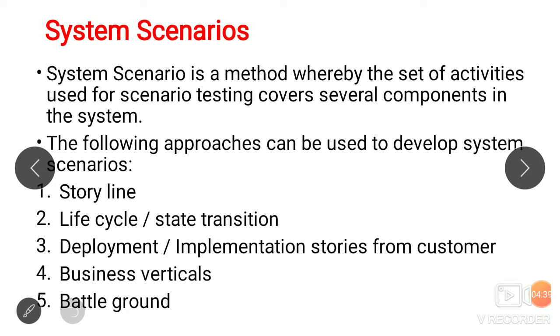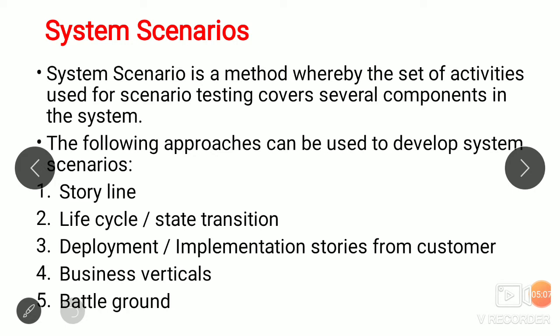In a savings account, we can start with opening an account with a certain amount of money. We can deposit, we can do a withdrawal, we can calculate the interest, and so on. All these activities are applied to the money object, and the different transformations applied to the money object become different scenarios. See here, life cycle or state transition.